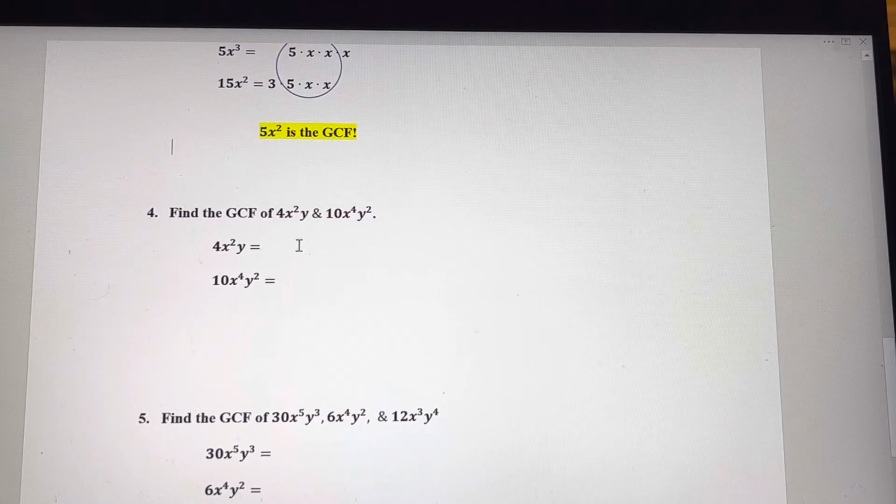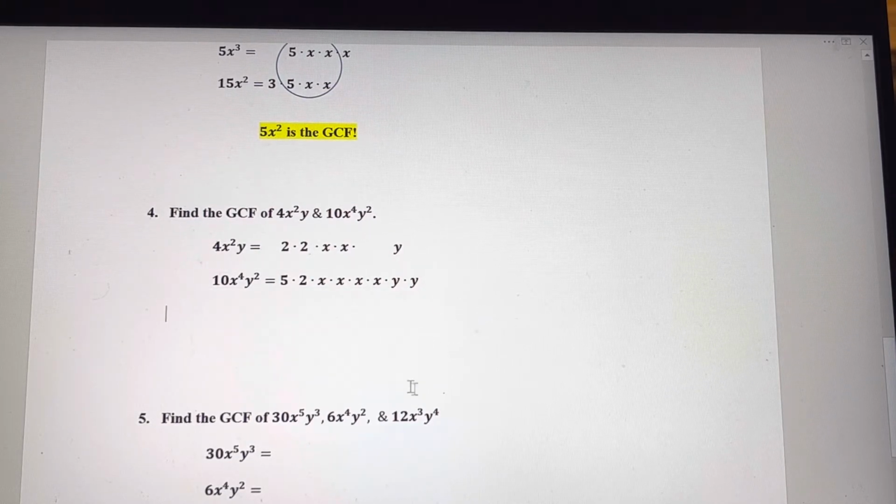Number 4, we want to factor 4x squared y. So we want to break it down into prime factors. 4 is 2 times 2, x squared is x times x, and then y. Notice I left a little space here. You'll see y in just a second. 10 is going to be 5 times 2. X to the fourth is x times x times x times x, and y squared is y times y.